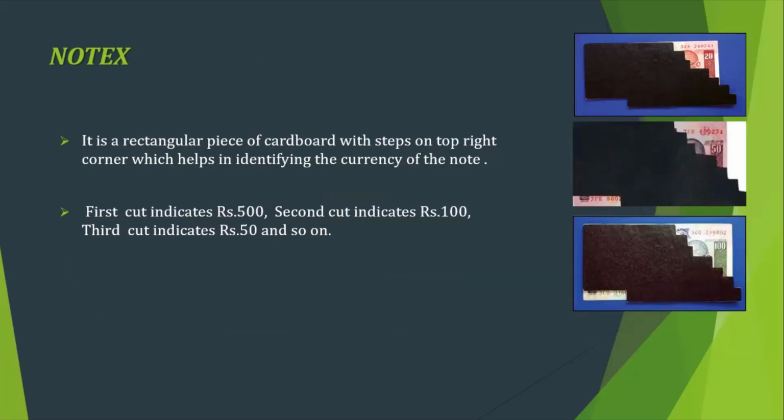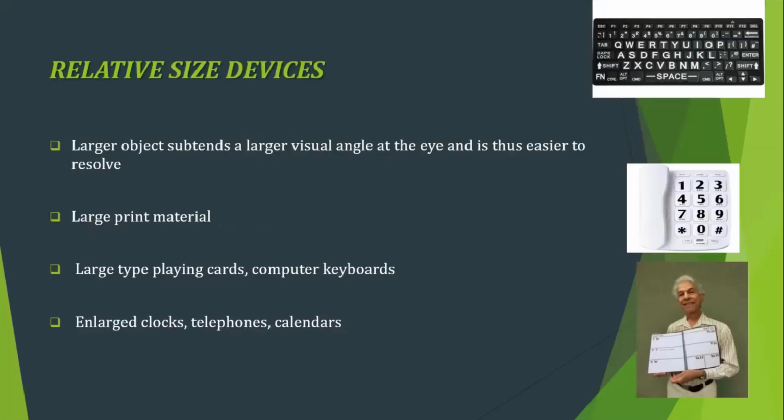Then Notex. Notex is a rectangular cardboard with steps in the sides. Whatever currency they have, they can place it inside that. There will be steps. If it is a 500 note, it will be till the end. If it is a 100 note, it will be one step above. Then 50 means two steps above. So using this, they can identify what the currency is.